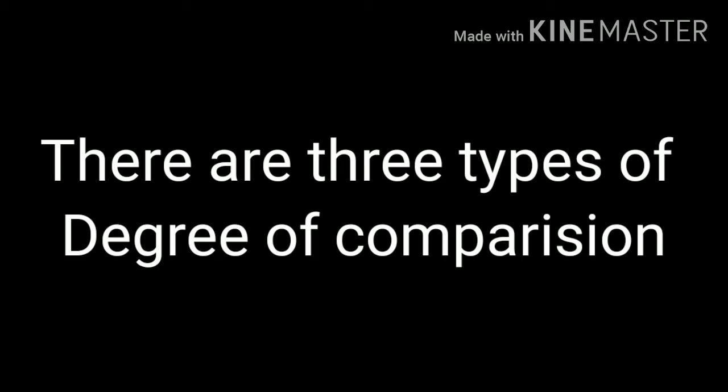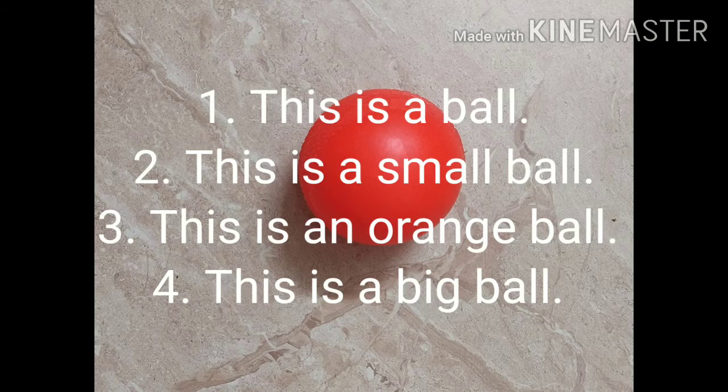You can see a ball on the screen. Write a sentence on this. Yes, this is a ball. This is a small ball. This is an orange ball. This is a big ball. Right? We can write. So we have added the adjective of quality to the sentence. This is a ball. Right.